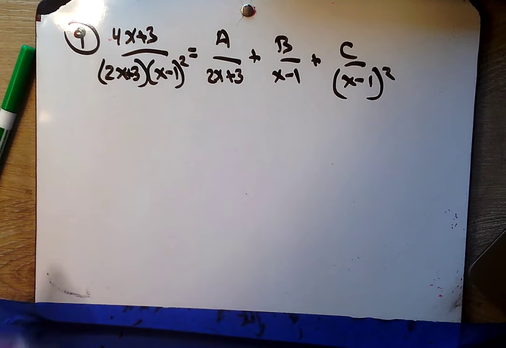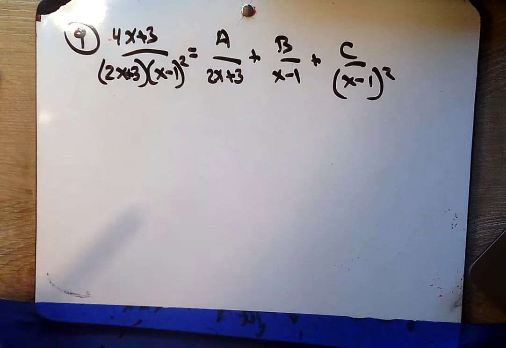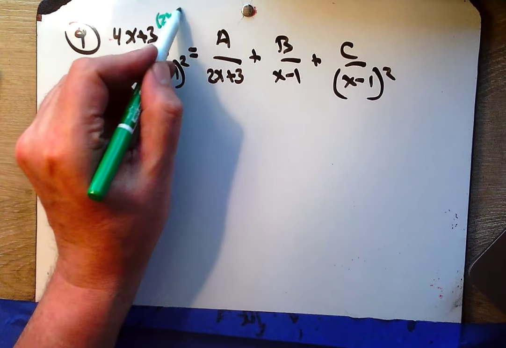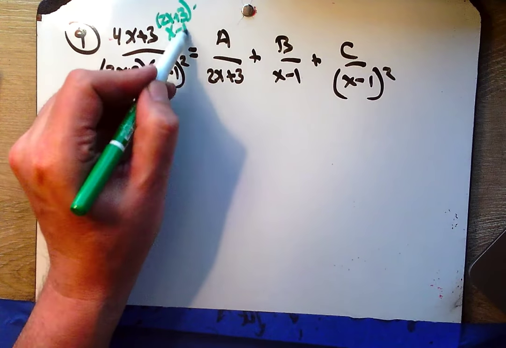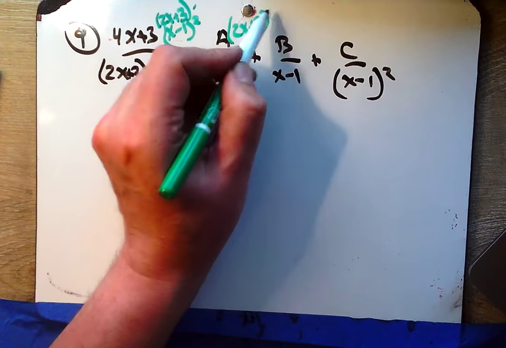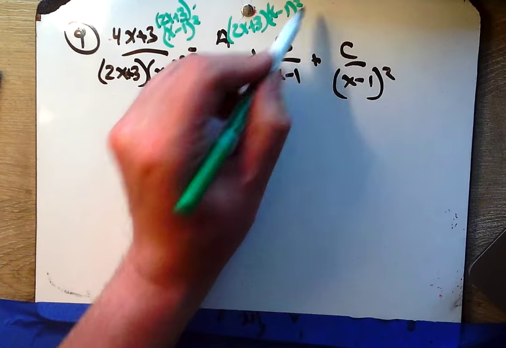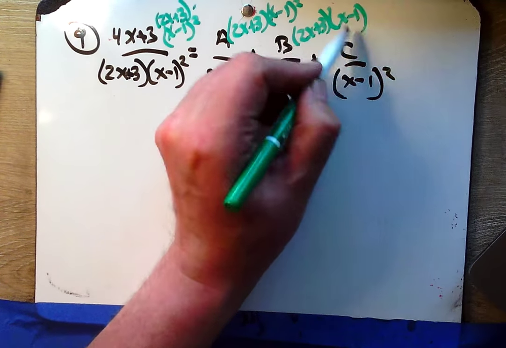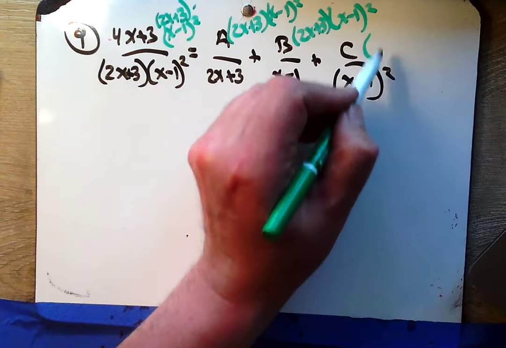I multiply everywhere by the least common denominator. And for us, that's going to be 2x plus 3 times x minus 1 squared, on every term.